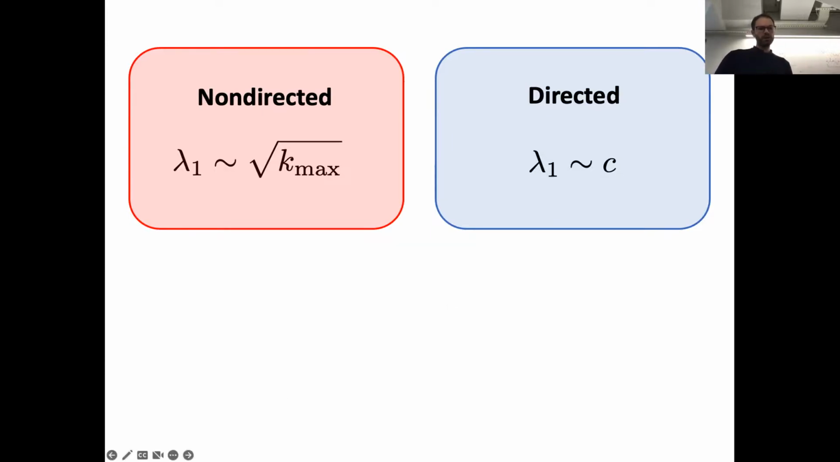So to summarize, one interesting finding is that for non-directed graphs, the leading eigenvalue is proportional to the square root of the maximal degree. For directed graphs, the leading eigenvalue is proportional to the mean outdegree. So for a random graph, this would mean that the leading eigenvalue is finite in the directed case. It diverges in the non-directed case, at least for an infinitely large, let's say, Erdős-Rényi graph. Of course, if you look at a regular graph with finite degrees, then everything is finite. But for an Erdős-Rényi graph, it is finite for directed graphs, and it diverges for non-directed graphs.